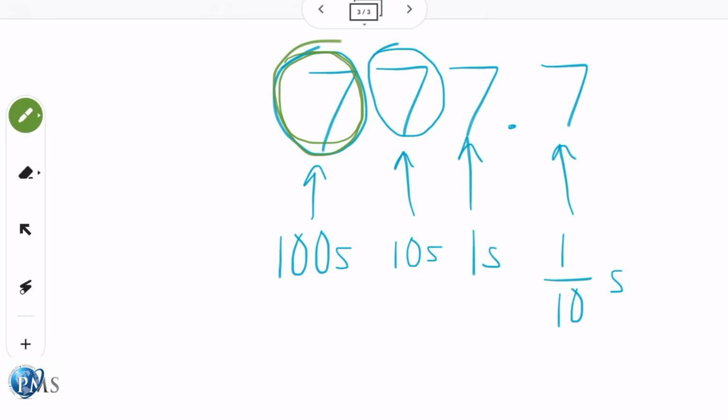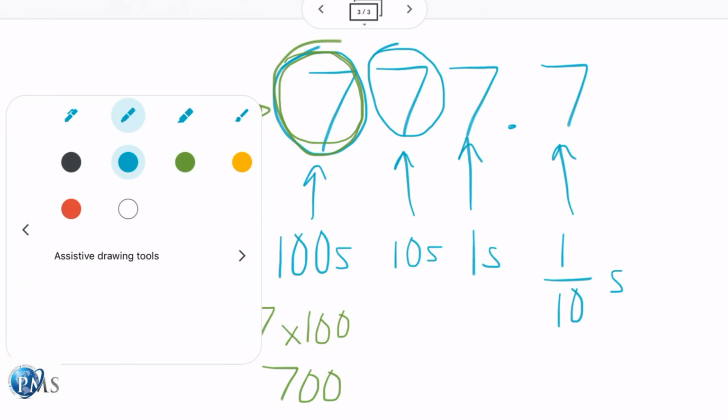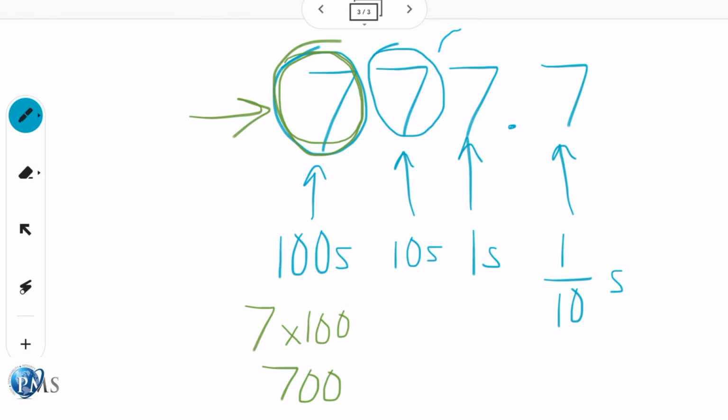And the reason for that is because the green 7, this one right here, represents 700, right? We saw last time that we could do 7 times 100 and we'll get 700. All right, and then for the one in blue, this guy here, that represents 7 times 10, right? It's in the tens column. The place value represents 10 there. So to get its amount, we could do 7 times 10, which is just 70.